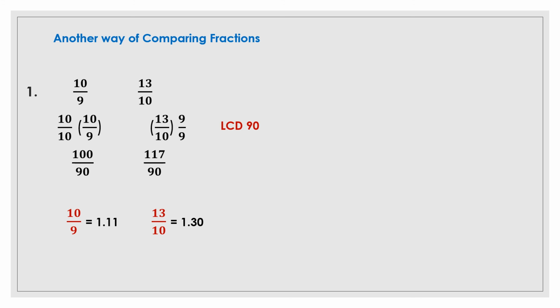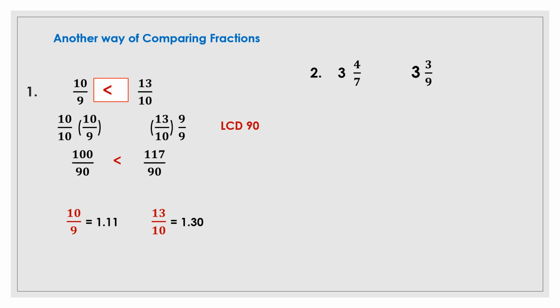Then, its decimal equivalent, ang 10 over 9 ay 1.11, yung 13 over 10 ay 1.30. So, alin dito ang mas malaki? It is the 13 over 10 kasi meron siyang 1.30 as compared to 10 over 9 na may 1.11 na decimal equivalent. Then, you can say na itong 100 over 90 is less than 117 over 90. So, we have this 10 over 9 is less than 13 over 10.